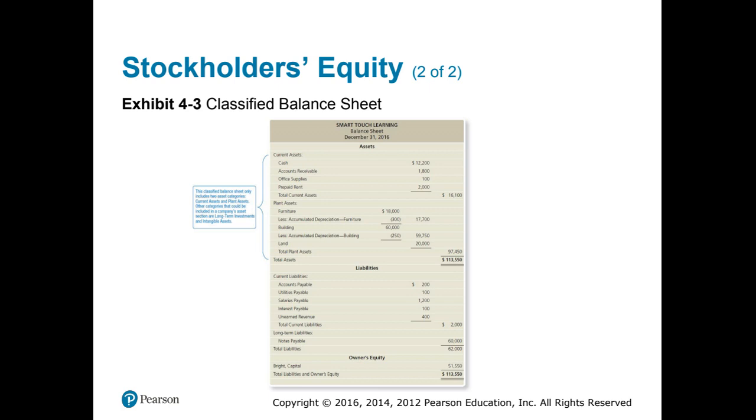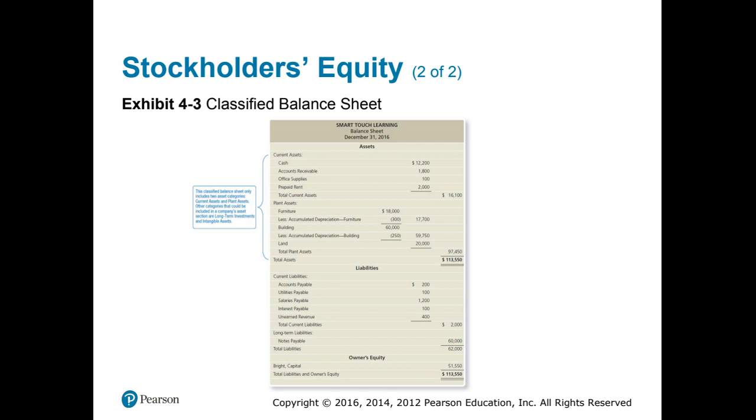Where is it? Right here. So it's also on page 188, if you want to look in your book. On the classified balance sheet, the classified balance sheet only includes 2 asset categories: current assets and plant assets. Other categories that could be included in a company's assets section are long-term investments and intangible assets.